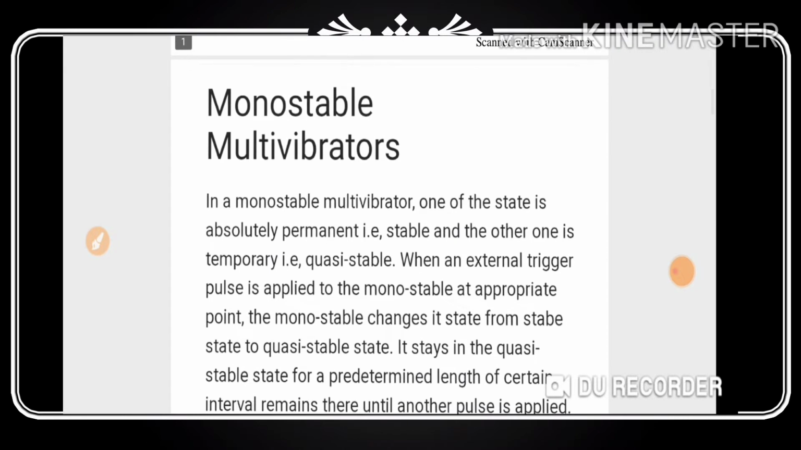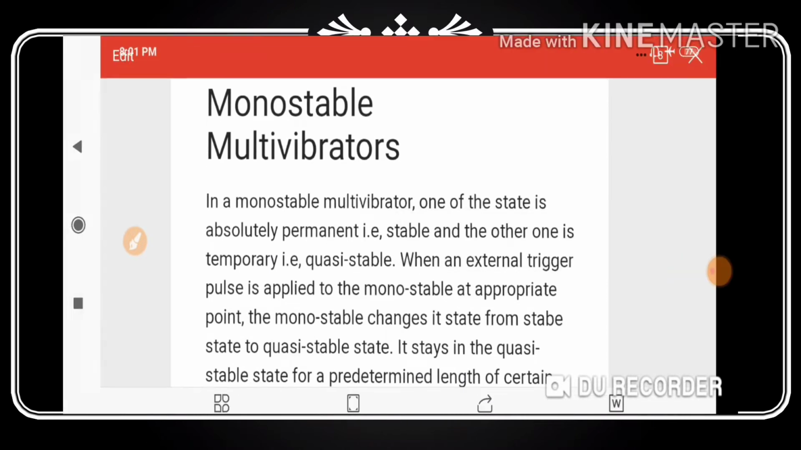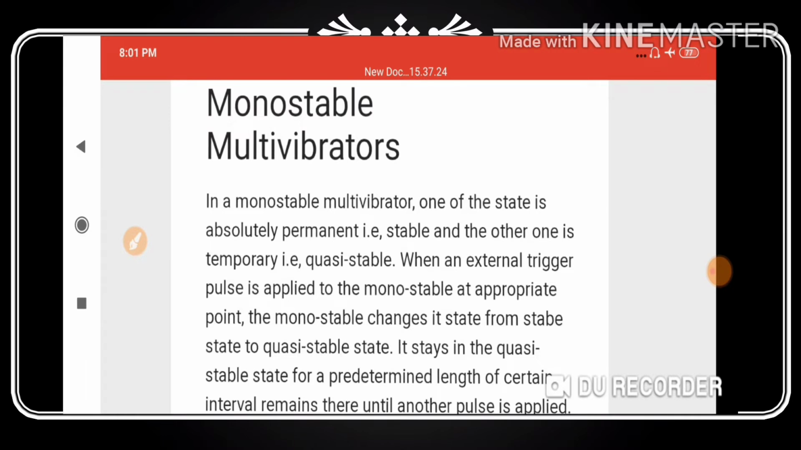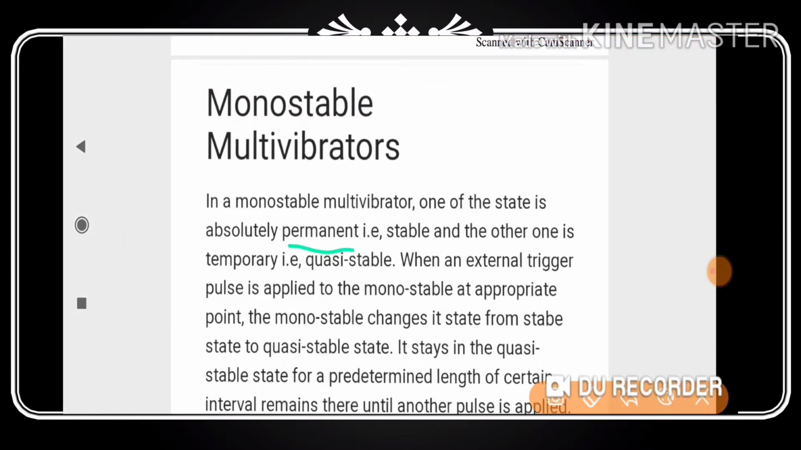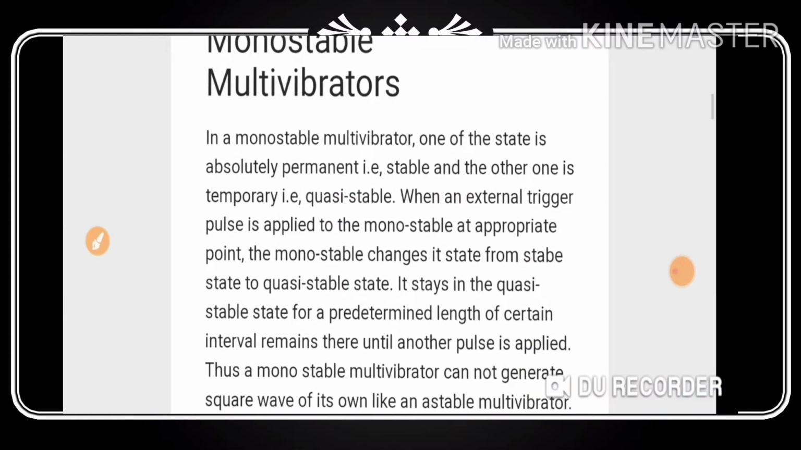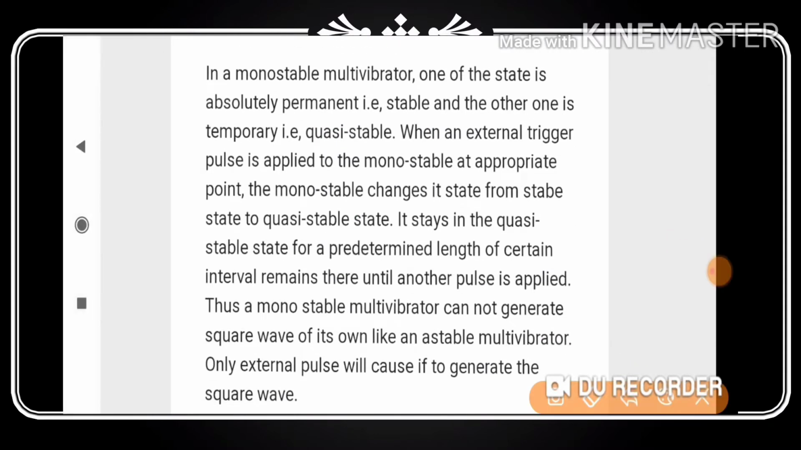What is a monostable multivibrator? In a monostable multivibrator, one of the states is absolutely permanent, that is the stable state, and the other one is temporary, that is the quasi-stable state. When an external pulse is applied to the monostable at the appropriate point, it changes its state from the stable state to the quasi-stable state. It stays in the quasi-stable state for a predetermined interval, and remains there until another pulse is applied.